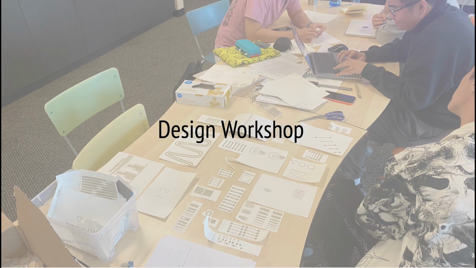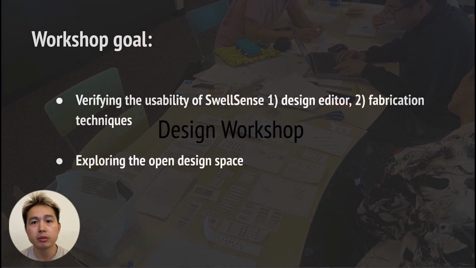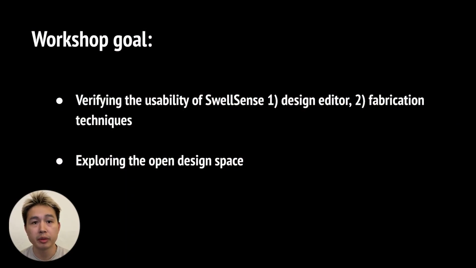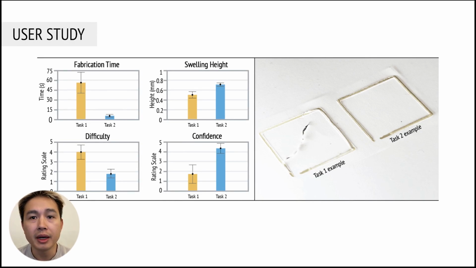We further carried out a design workshop with 11 participants with the goal of verifying the usability of our proposed method, including our design editor and fabrication techniques, and also to explore the open design space. For our first goal, we asked the participants to heat up two identical 3 cm by 3 cm by 1 mm square patterns. One is given the heating parameters generated from our design editor, while one is not. When users have no clue what power to provide for a pattern, they sometimes use very low voltage and have to keep adjusting the voltage to trigger the swelling. Also, as you can see, 6 participants used too high a voltage, causing their designs to burn.